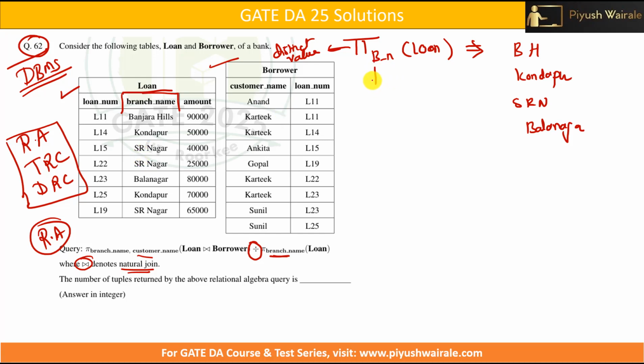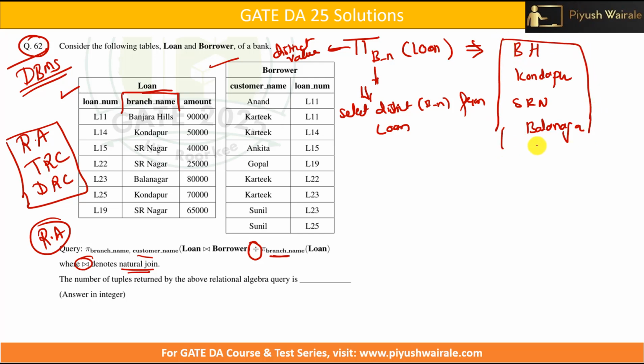So this is equivalent to: select distinct branch_name from loan. This is basically the equivalent SQL query for this particular relational algebra expression. Now we have these 4 distinct branch names from the loan.